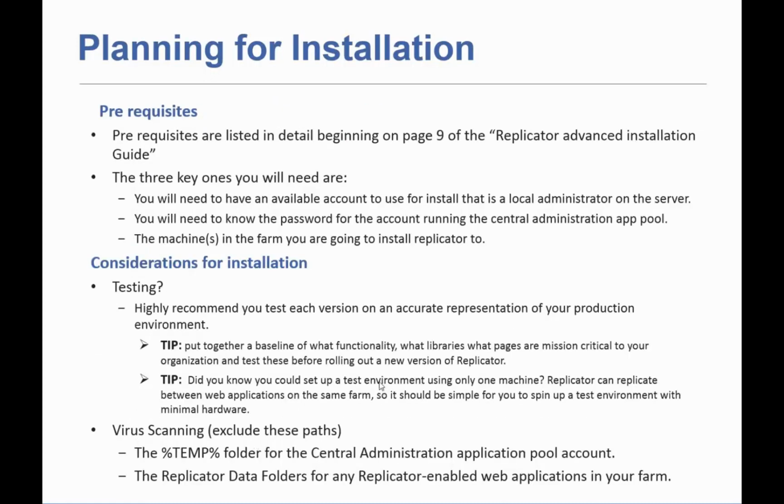So if you have a virus scanner on the server that you're installing Replicator to, it can actually lock some files that we're trying to access at the same time. So we ask that you exclude those paths. The two paths that you want to exclude are the temp folder for that central admin application pool account, and also the Replicator data folders for any Replicator enabled web applications that are in your farm. The data folders would really be covered in another topic. It's part of configuration, but it's something that you should know about while you're installing as well.